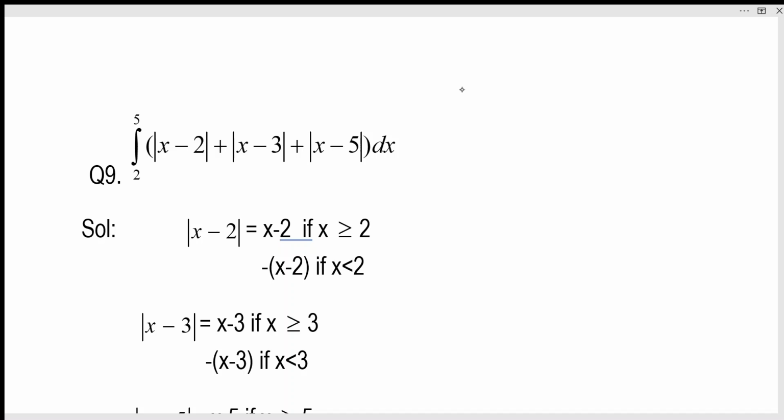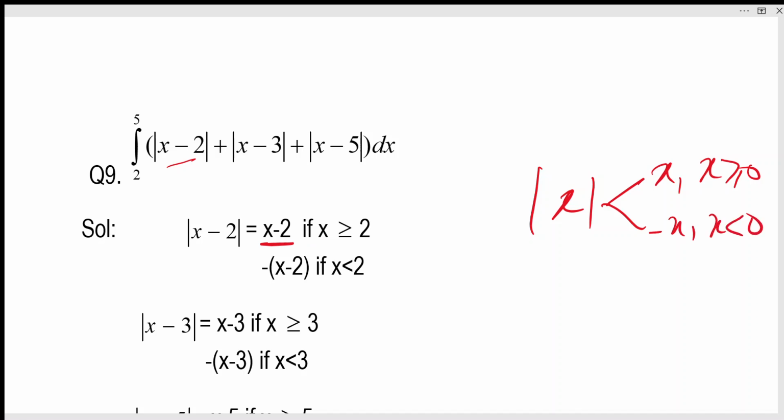So what do we have to do? Whenever you have modulus, make sure you know the property of modulus, that it will be positive or negative. Let me tell you the formula. Modulus is positive when x is greater than or equal to 0. It is negative when x is less than 0. That is the definition of the modulus function.